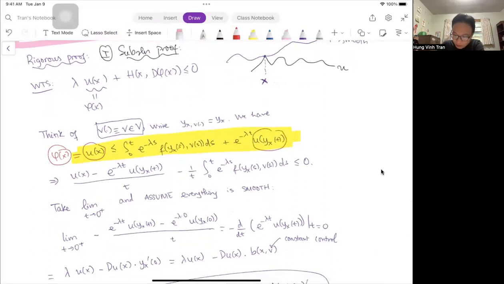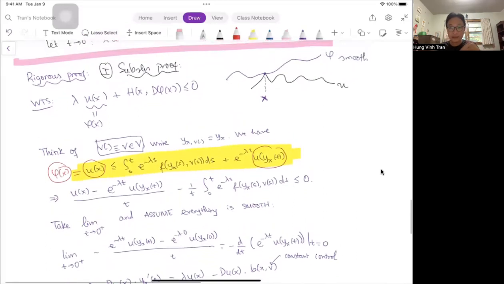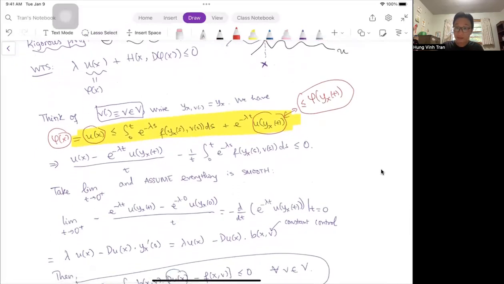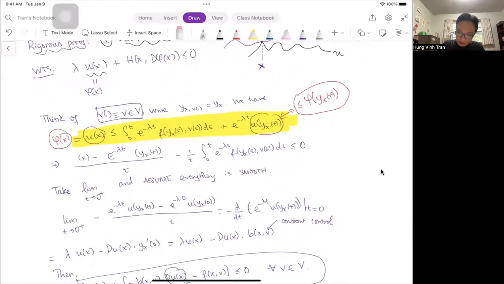For u at y_x(t), for any control, you can see that phi touches u from above, so u at any other value is less than or equal to phi at that value. So this is less than or equal to phi of y_x(t). I'm naturally passing all the values of u to the values of phi already. So it's simple. That means I'm more or less done with the subsolution test because I have replaced u by phi. In the inequality below, instead of using u, I'm just replacing u by phi. So I would have phi of x minus e to the minus lambda t phi of y_x(t), divided by t, is less than or equal to 0. Very simple, we are passing from u to phi in this basic step.